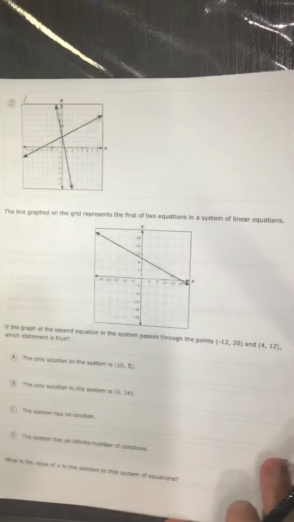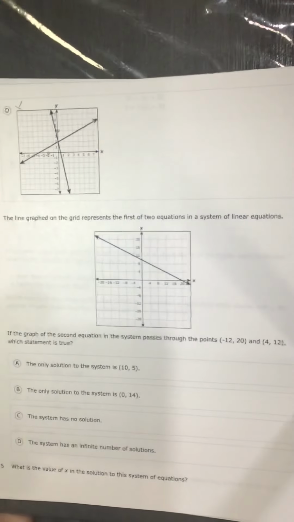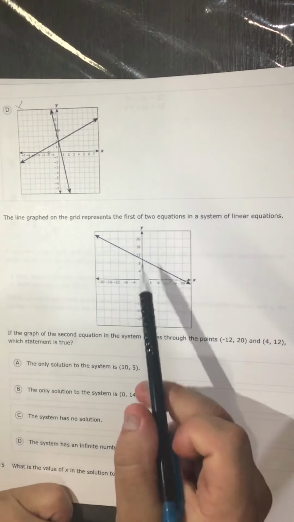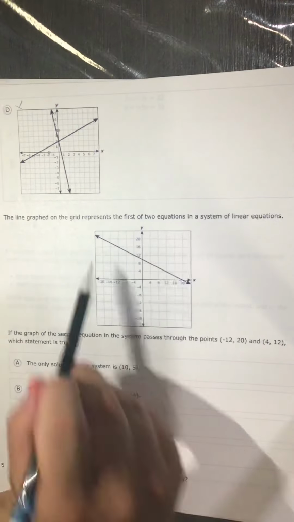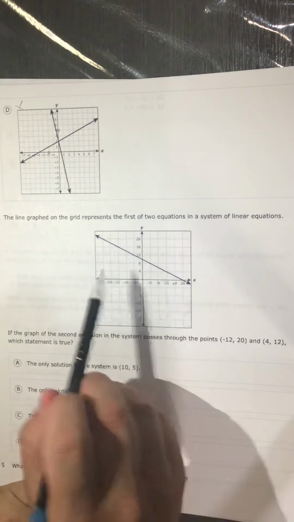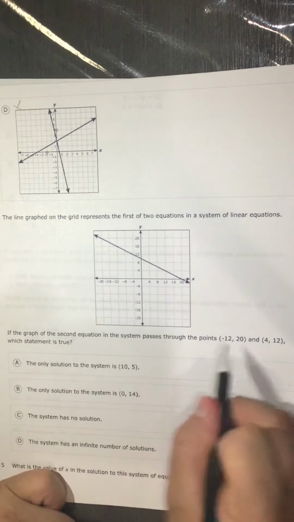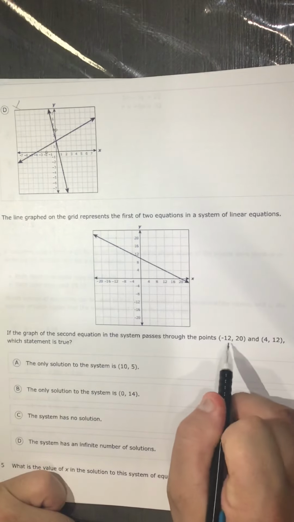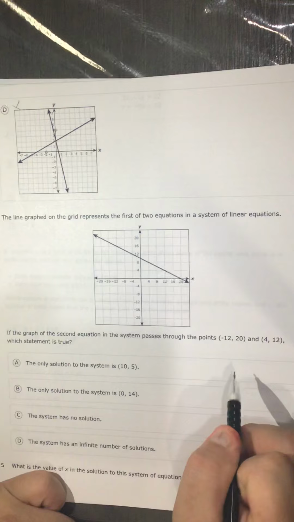Now for number 4, you'll have a question like this. This one's telling us the line on the grid is the first of 2 equations. This is the first system of equations. The second one is telling me that it passes through these points. What I have to do is plot these points and get my line out.